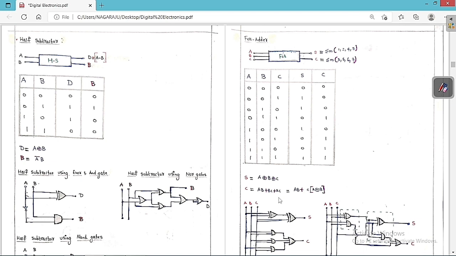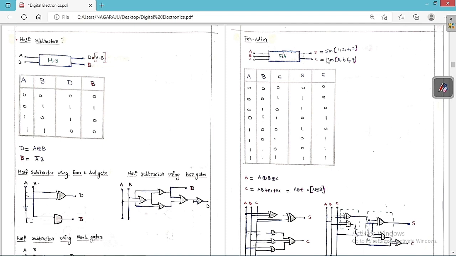Or you can also get another expression, which is AB plus C into A XOR B. So these are the two things that we can get with the help of the K-map. Either this one or this one, it is up to you which one you prefer. Both these expressions come from the K-map itself, which is AB plus BC plus AC or AB plus C into A XOR B. Any of these expressions you can use to get the result. This is an important point that you always have to keep in mind.